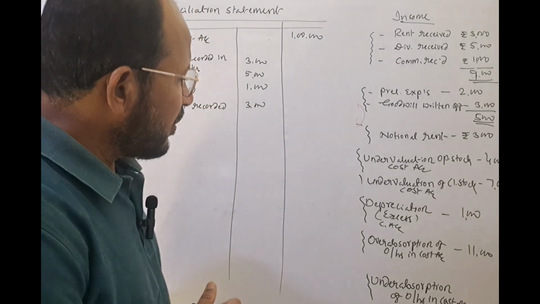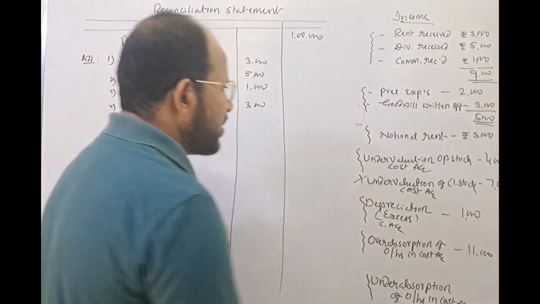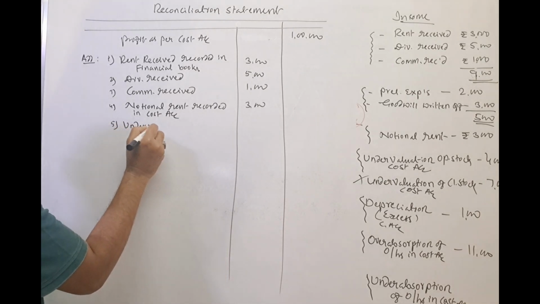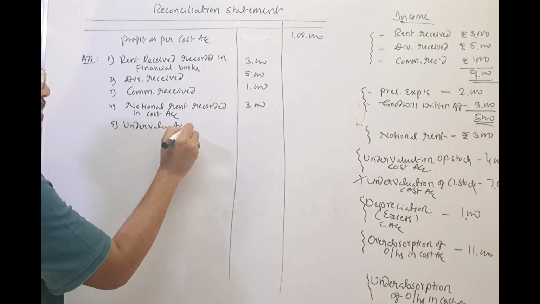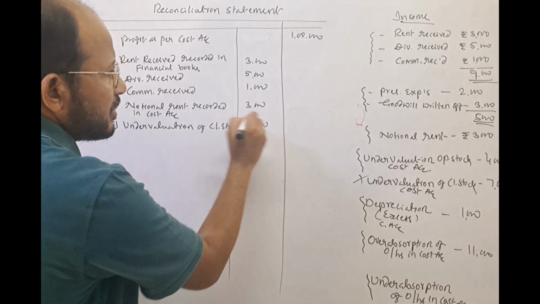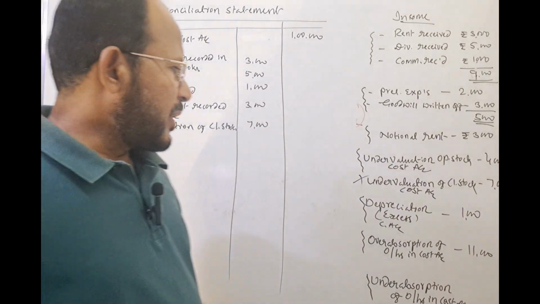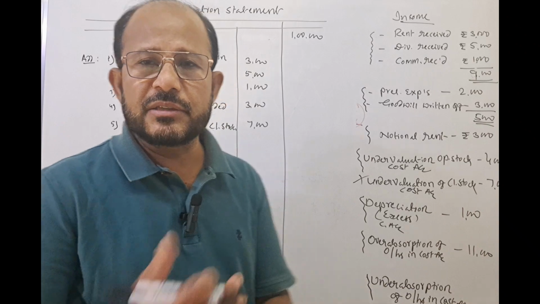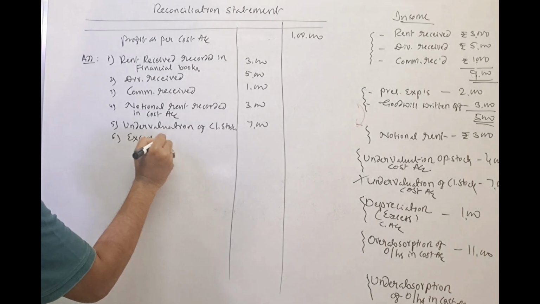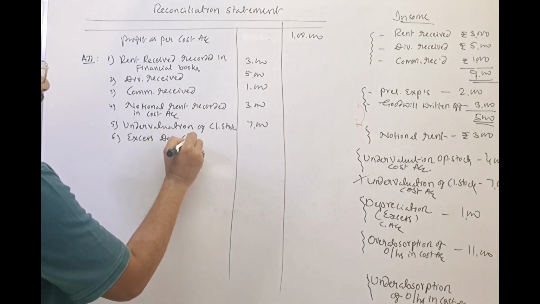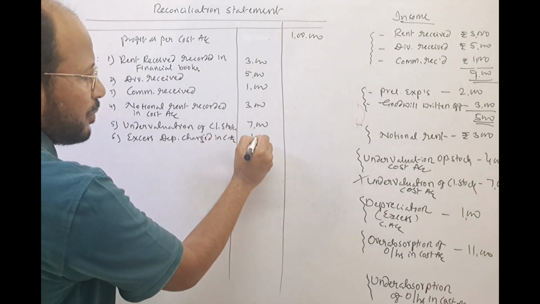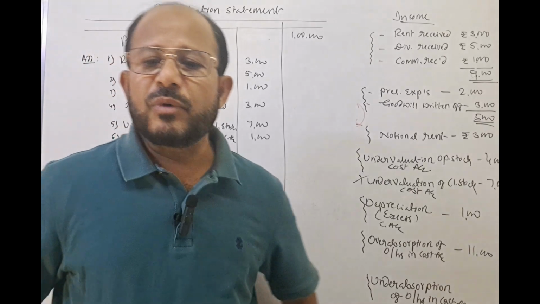Next one is undervaluation of closing stock is given. Undervaluation of closing stock is also added. What is the amount? Rupees 7,000 is to be taken here. Next one is excess depreciation charge is also added here. Number 6, excess depreciation charged in cost accounts. What is the amount? Rupees 1,000. Rupees 1,000 is to be taken.